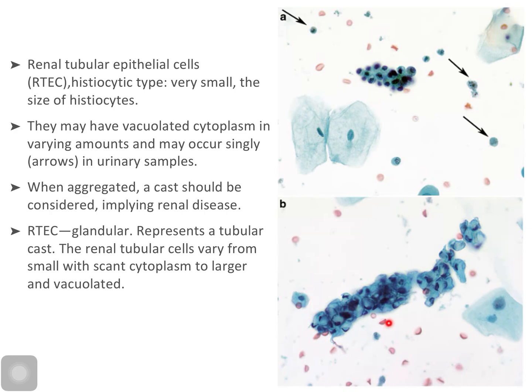Renal tubular epithelial cells, glandular type. They represent a tubular cast. The renal tubular cells vary from small with scant cytoplasm to large and vacuolated.